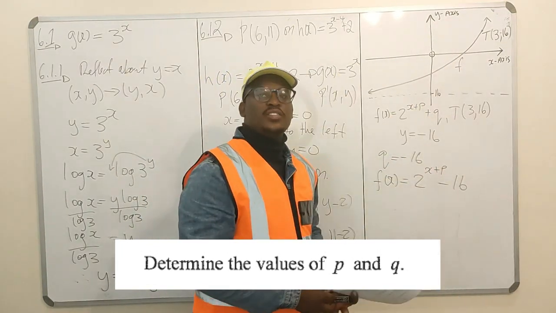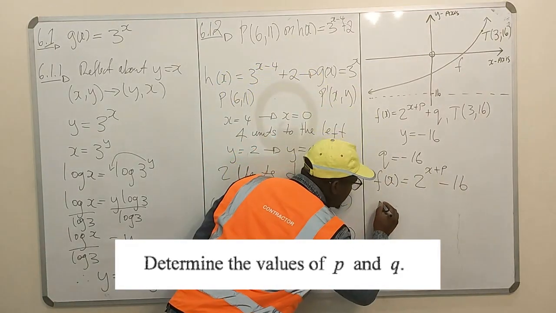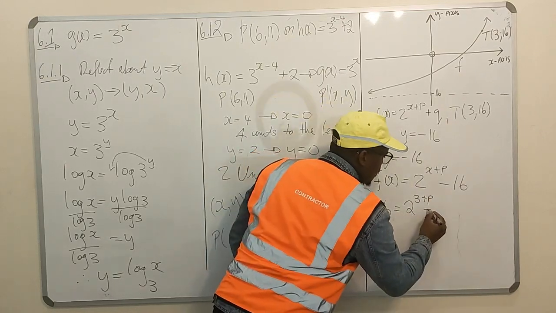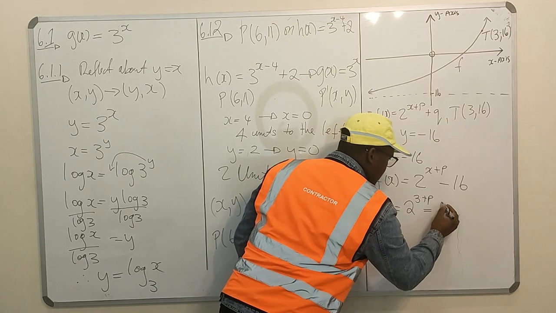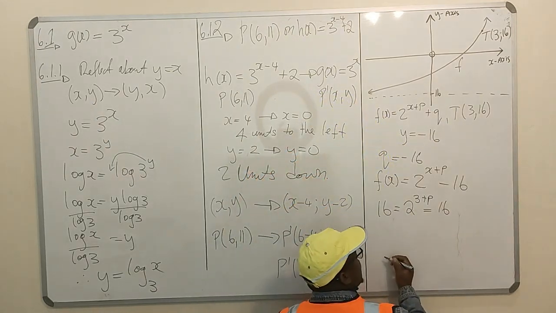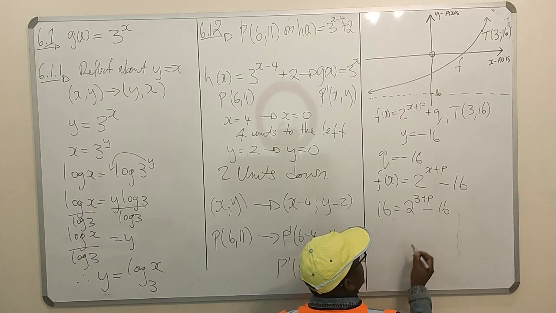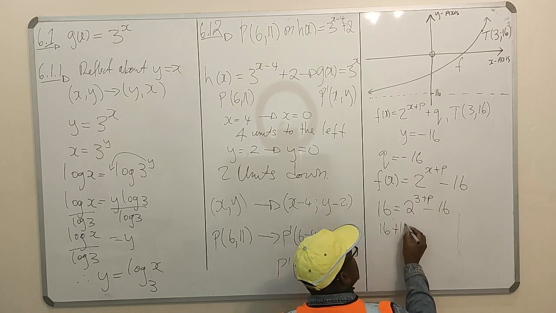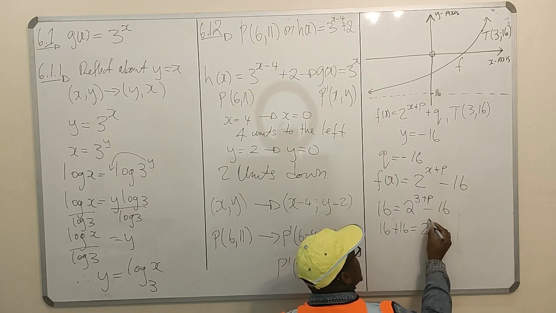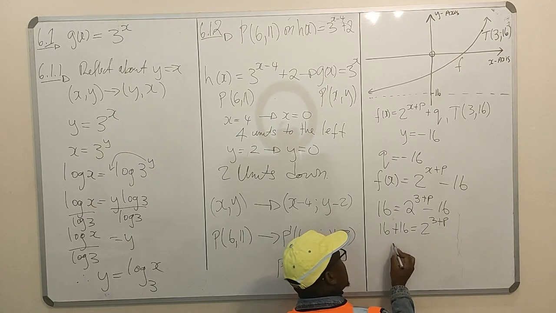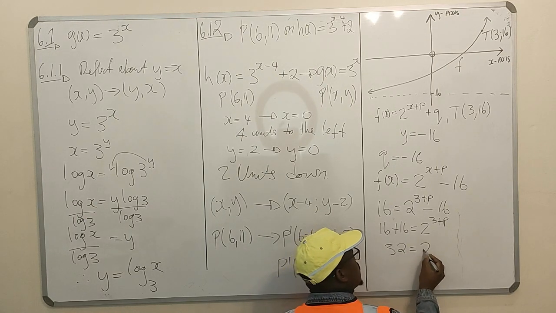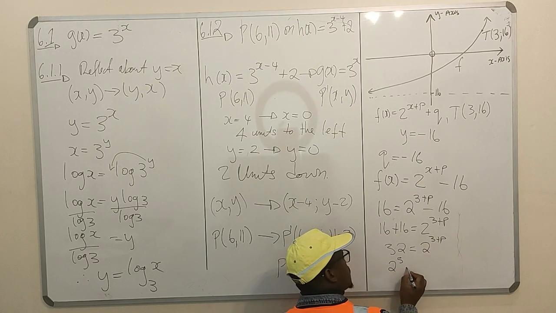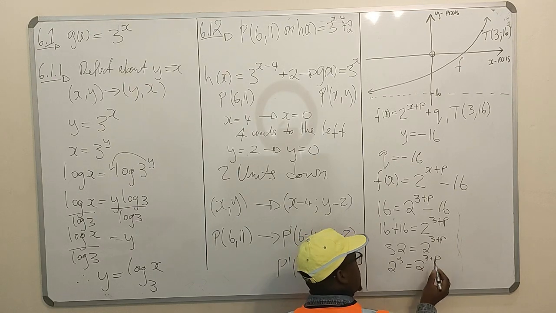The point that we have is T, which is (3, 16). So your 16 is y, you put it here. 2 raised to 3 plus p, minus 16, is equal to 16. Transpose 16 to the other side. You have 16 plus 16 is equal to 2 raised to 3 plus p. What is this? This is 32, which is equal to 2 raised to 3 plus p. 32 is 2 raised to 5. So 2 to the 5 is equal to 2 raised to 3 plus p.